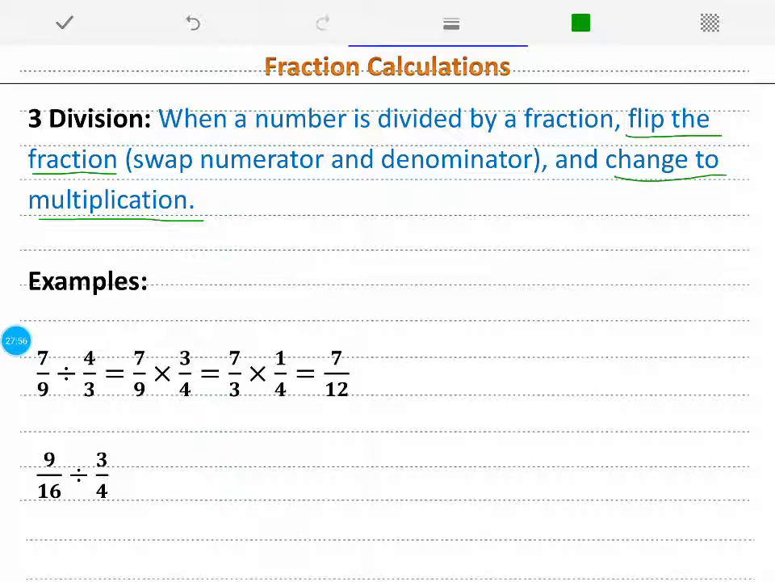Remember, it's divided by a fraction. You only flip this fraction, okay? You never flip anything except this fraction. Examples here.